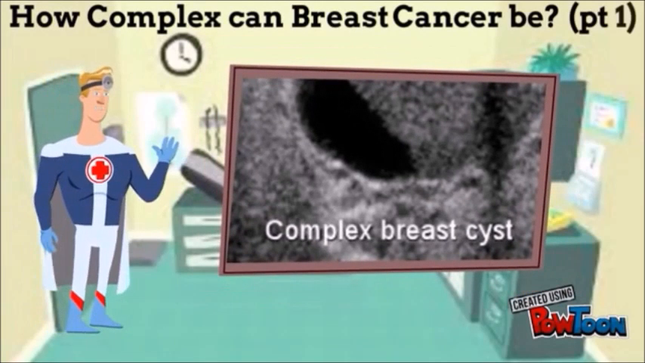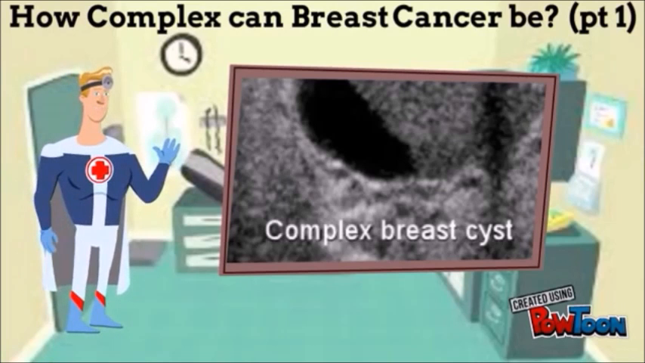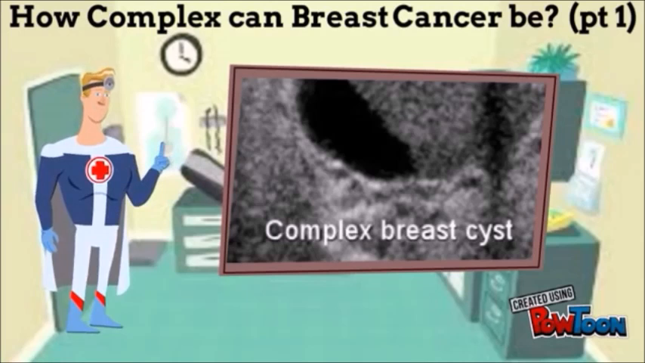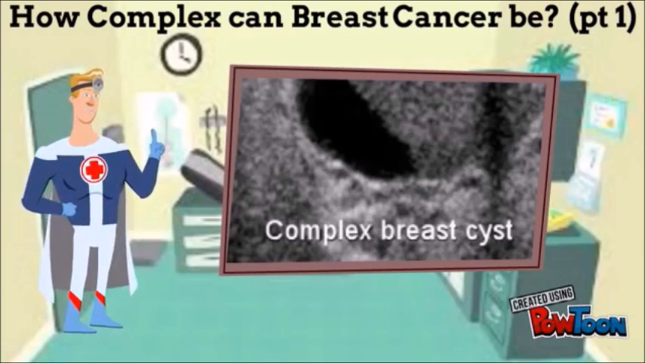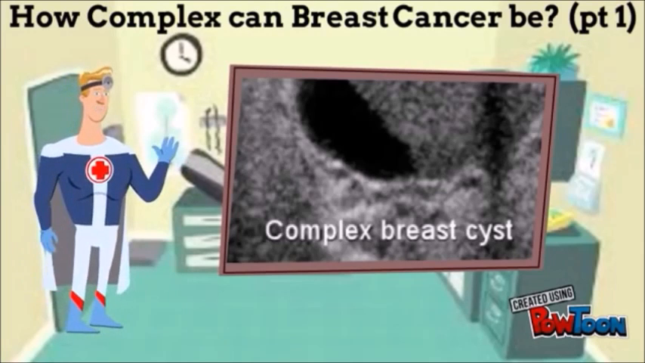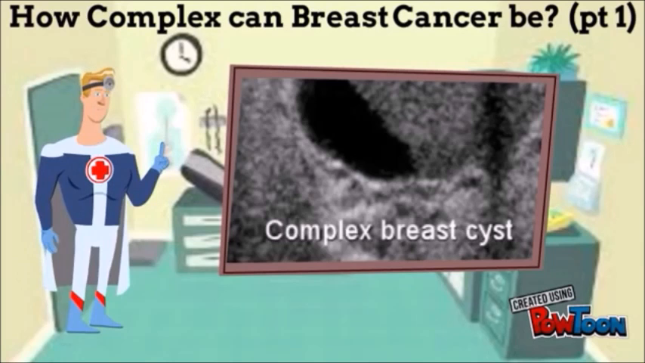Breast cancer can be complex due to the presence of complex cysts, which consist of thick walls, thick septa, intracystic masses, or discrete solid components. Most common complex malignancies include ductal carcinoma in situ, also known as DCIS, and infiltrating ductal carcinoma.